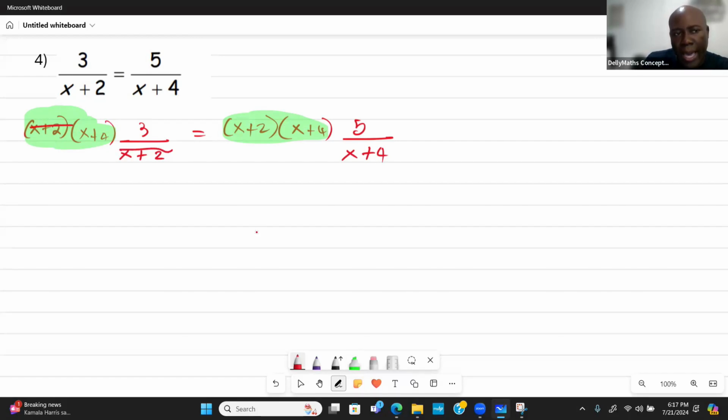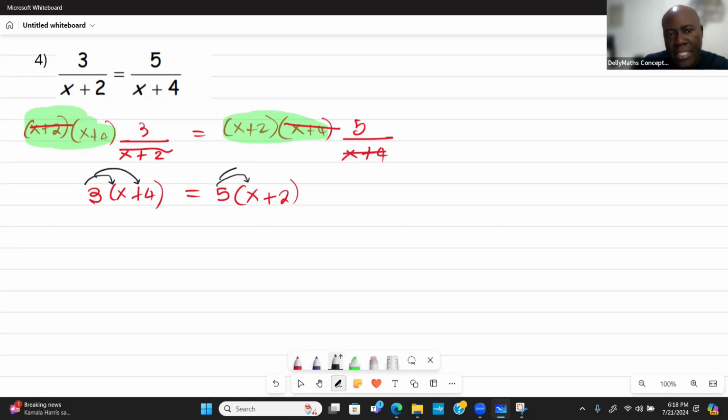Let me just write what we have. So basically what we have is, I could just put this in the order that I want. The 3 times x plus 4, that's left on the left side. On the right side, this x plus 4 cancels x plus 4. What I'm really left with is 5 times x plus 2. So from this, we're going to do some distribution. So I'm going to distribute the 3 inside here. Then I'm going to distribute the 5 inside there.